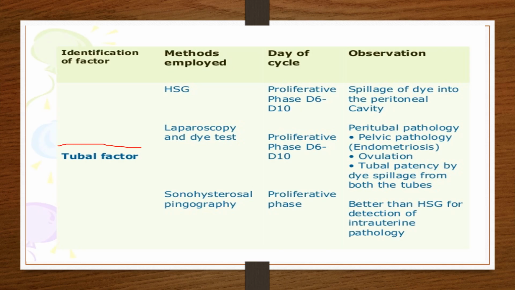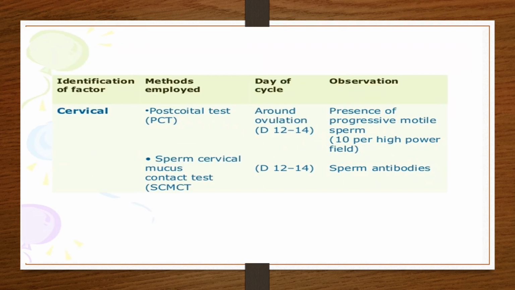Now regarding the other cause, we can detect the tubal patency by the laparoscopic dye test or by hysterosalpingogram. So we will push the dye through the fallopian tube, and spillage of dye will give us an idea of the tubal patency. Now regarding the cervical cause, postcoital test, where the presence of progressive motile sperm will be observed, and sperm cervical mucus contact test, where the sperm antibodies are detected. Both of these tests are done between day 12 to day 14.